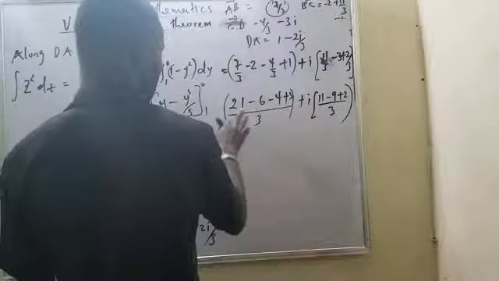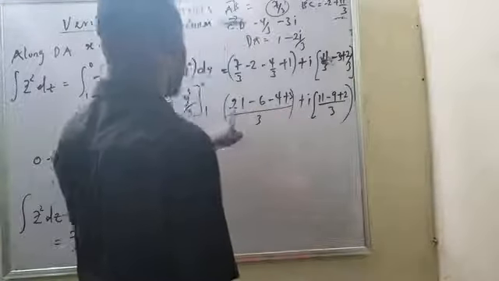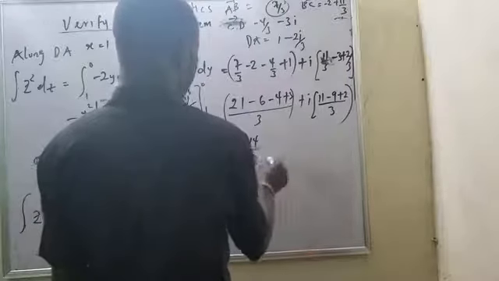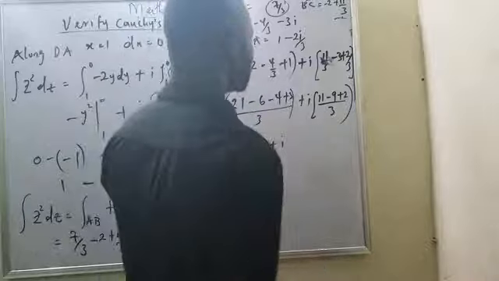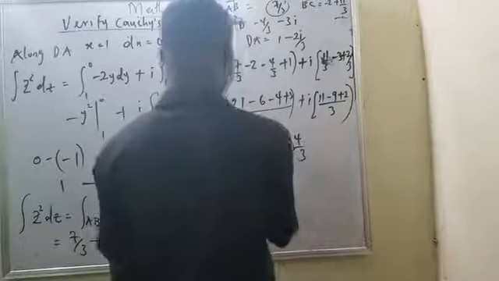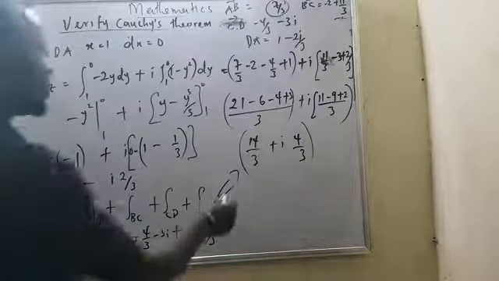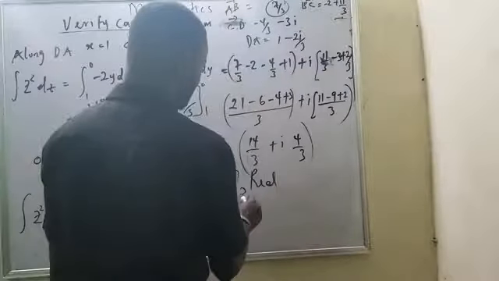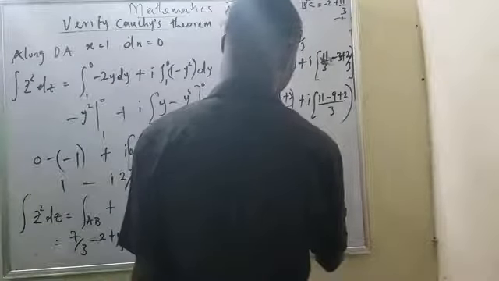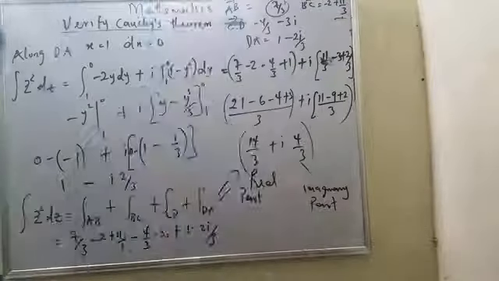Now, since I have it, this one will be 14 all over 3 plus i over 3, that will be 4 all over 3. That is my final answer. Now, can you see this is going to be what? The real part, and this is going to be what? The imaginary part. Now, okay, that's all about that.